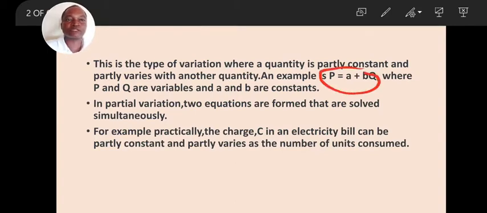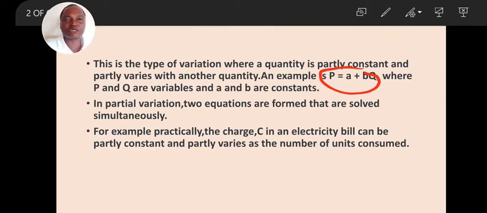of the partial variation. P is equal to A plus BQ, where P and Q are the variables. Variables means they change, they vary, and A and B are the constants. They don't change. And in partial variation, two equations are usually formed. We have to take note of this, very important. Two equations are usually formed and the equations are then solved simultaneously.